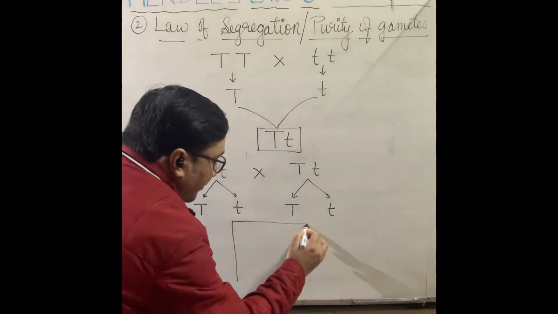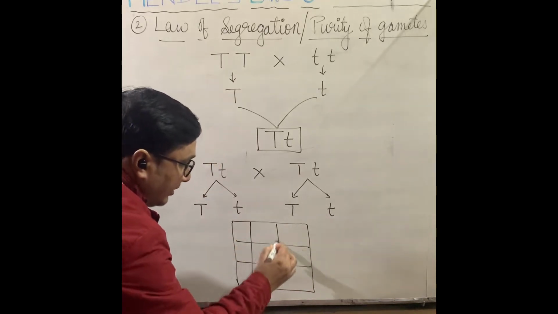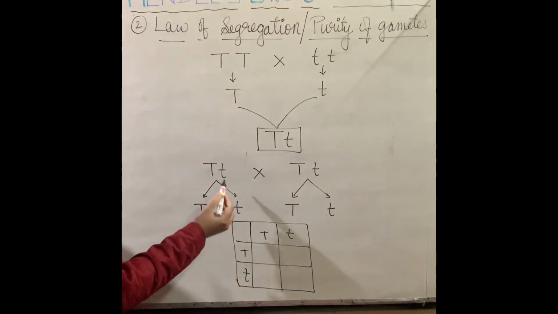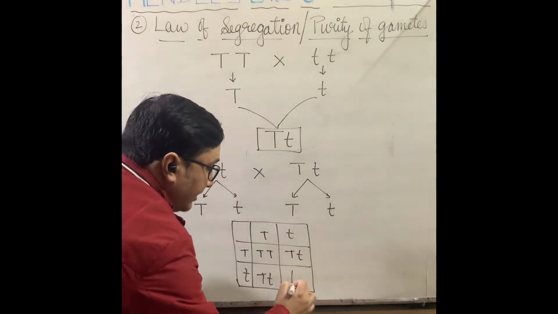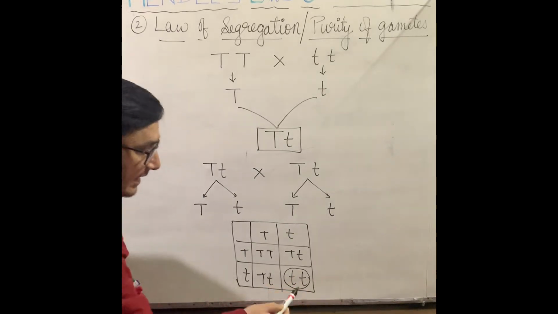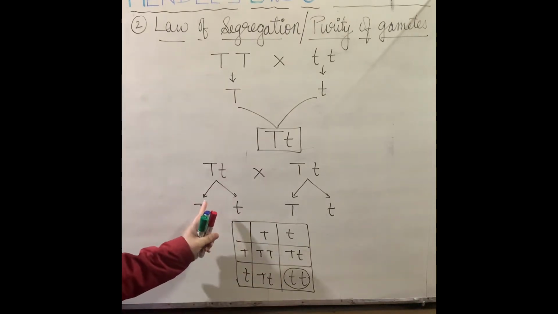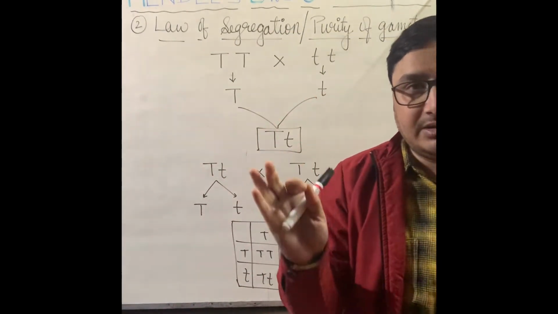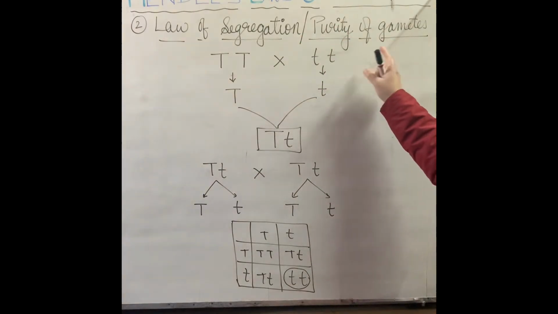I can draw the Punnett square again just to show you. All these things are already discussed in the previous videos, but say capital T, small t, capital T, small t, the gametes, and the alleles got separated. So what combination are we going to get here? We are going to get this combination. You can see that this possibility, both small t, that means a short plant, is possible because during gamete formation the alleles got separated. That means the gametes are pure as far as alleles are concerned, and that is why this law is also known as the law of purity of gametes.